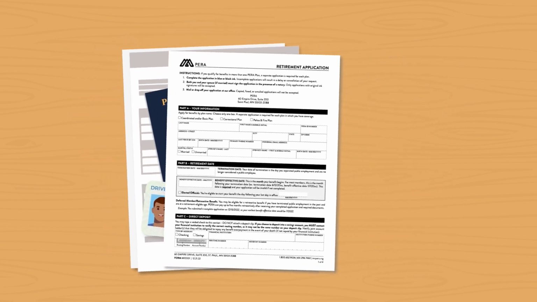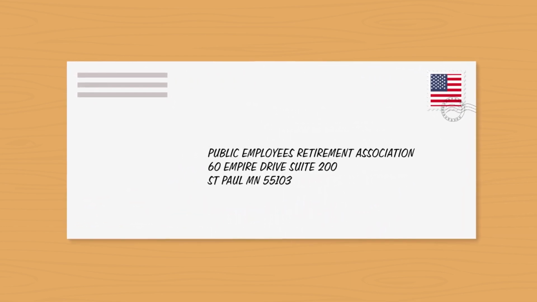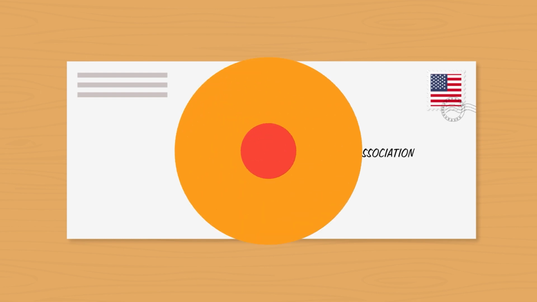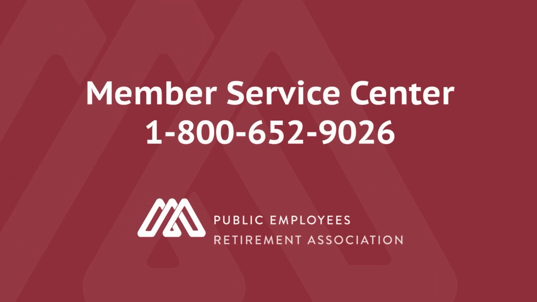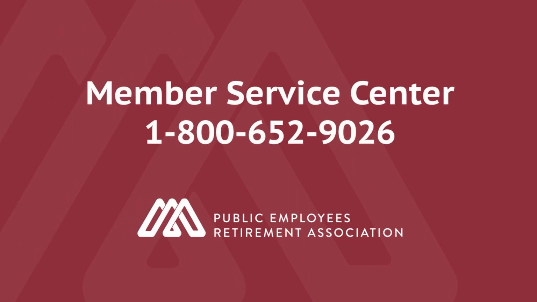Your verification of termination form may be submitted to PERA after this time frame once you give notice to your employer. Note, we cannot process your application until your employer has verified your termination date. Mail to or drop off your application materials at our office. We need the original notarized application. Copied, faxed, or emailed applications will not be accepted. Please contact our member service number at 1-800-652-9026 if you have additional questions.